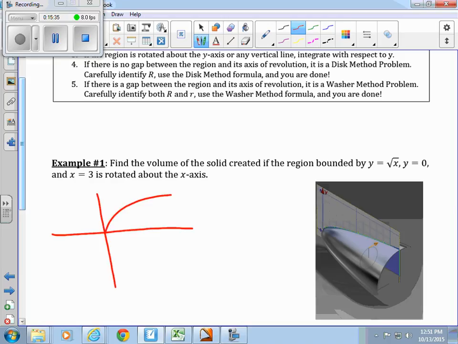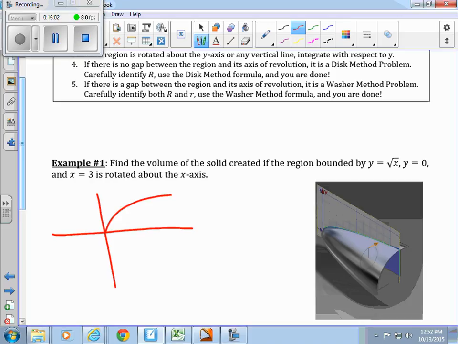A lot of times on the AP exam, they will only make you set these up. A lot of times they won't even make you integrate. Sometimes they will. Depends. Sometimes they'll give you the picture if it's hard. If it were this one, they might make you draw it yourself, because it's a square root of x, so they'll expect that you can graph that. But it would be basic things, if you have to draw the picture.